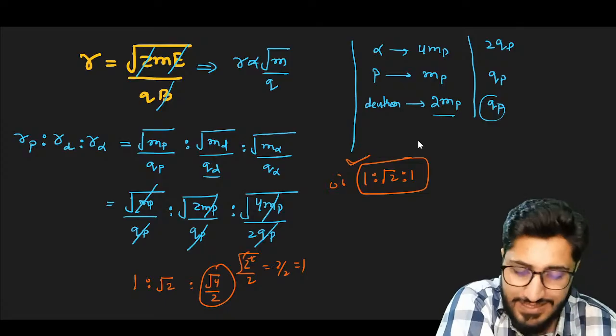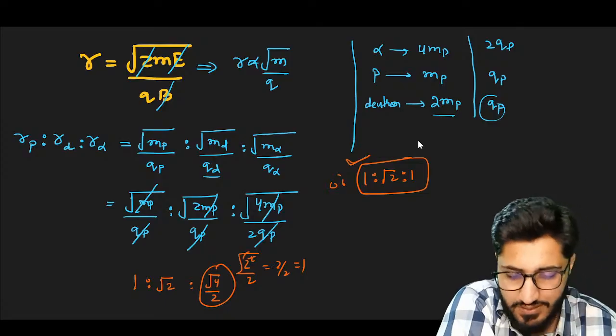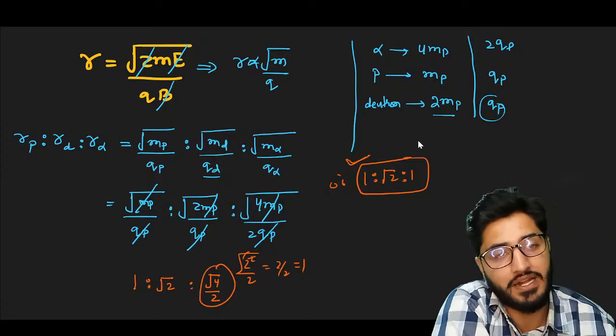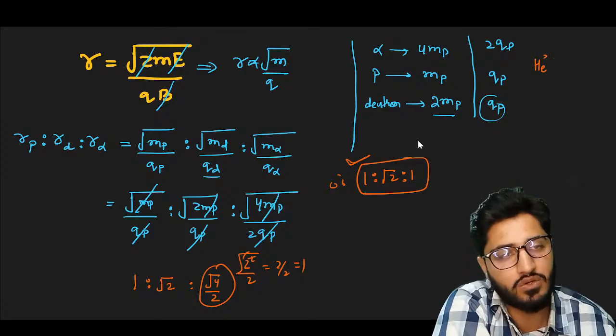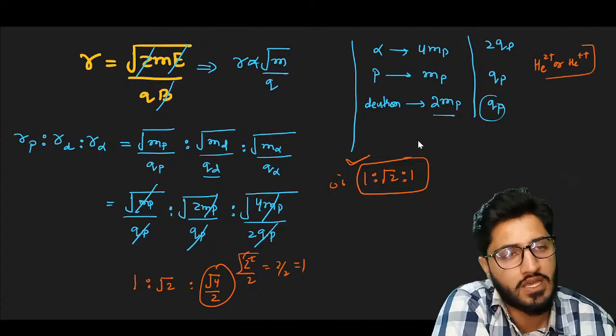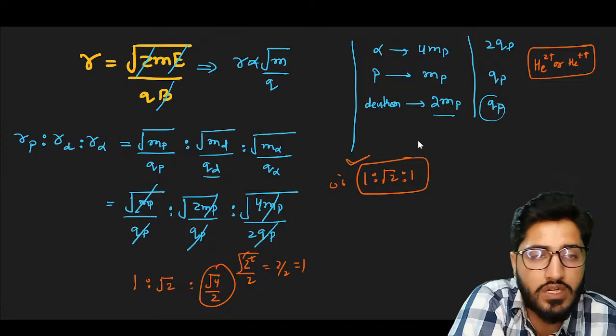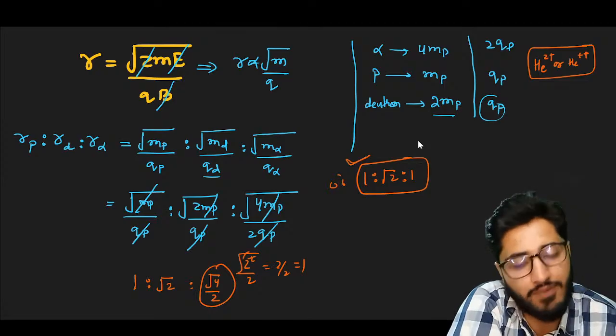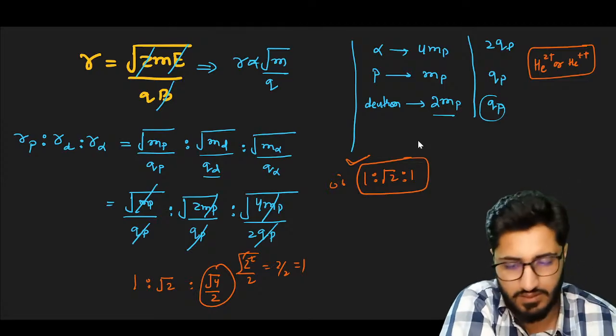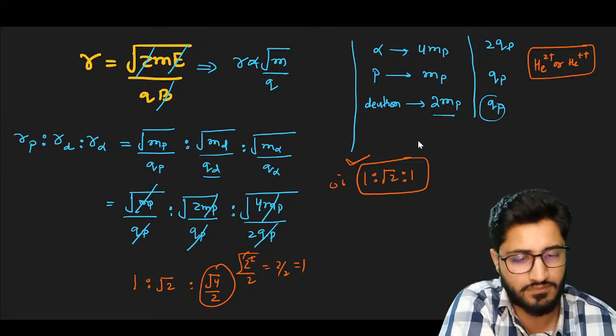Yeah, doubly charged, or you can write doubly ionized helium particle. It is He2 positive or He plus plus. That means if we extract the two electrons from a helium atom, it will behave as an alpha particle. Okay, easy.